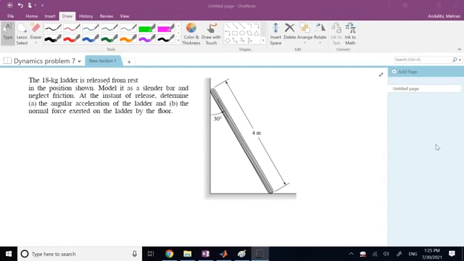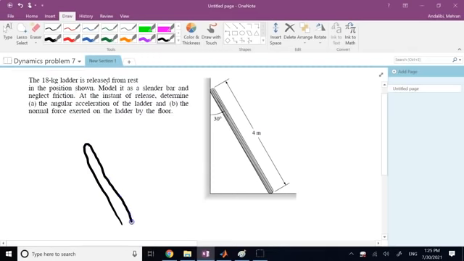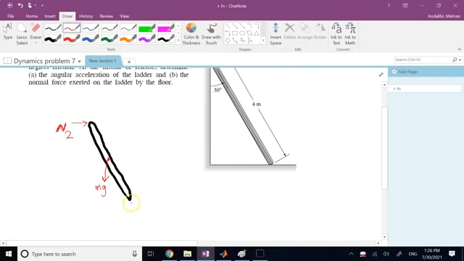So the first step, as always, is to draw the free body diagram, right? So you basically separate the ladder from the rest of the world. So this is the ladder, and the forces acting on it are mg at the center, assuming that it's homogeneous. And you have a force here, N2, and you have a force here, N1.